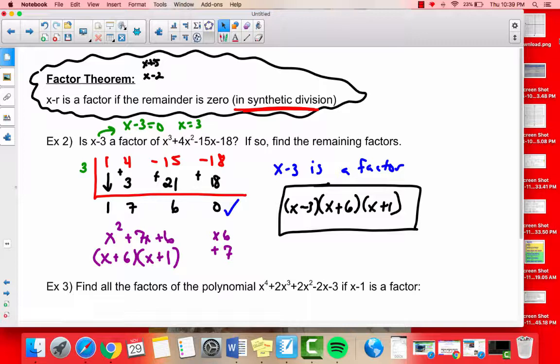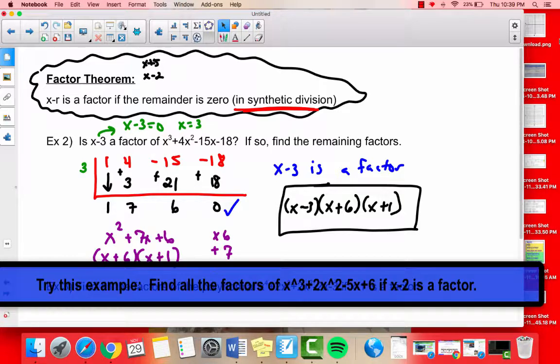So look and notice that in this case, they were giving me 1 factor, and then I could do my synthetic division, and that helped me factor the rest of the polynomial.